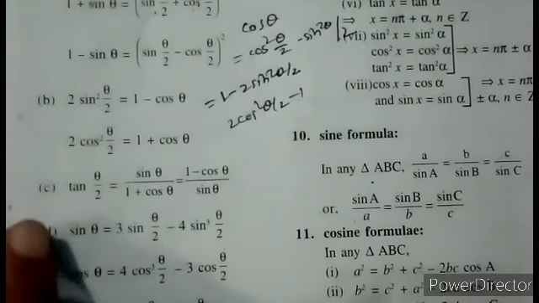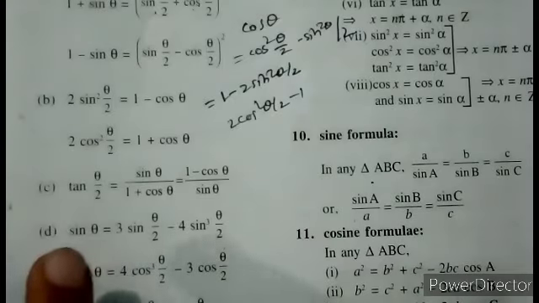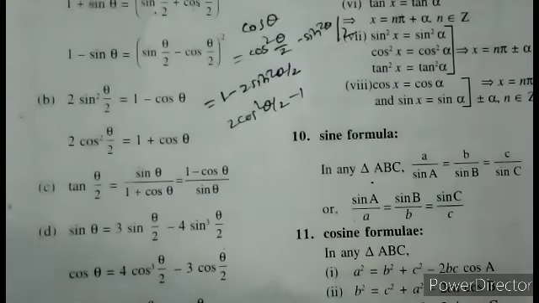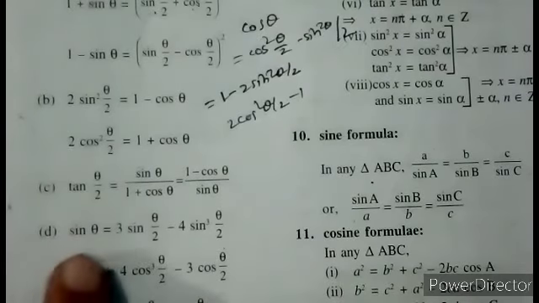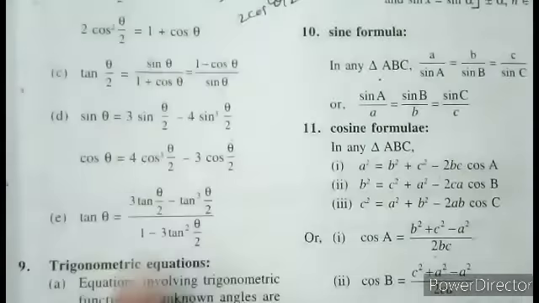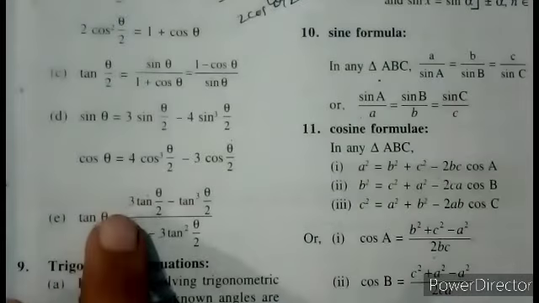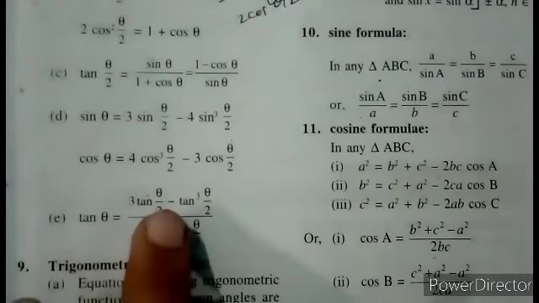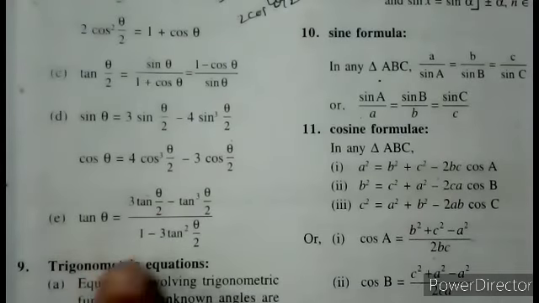Then come to the formula for 3 theta. We know that sin 3a is equal to 3 sin a minus 4 sin cube a. So here the only difference is 3 sin theta by 2 minus 4 sin cube theta by 2, and cos theta is equal to 4 cos cube theta by 2 minus 3 cos theta by 2. Then for tan theta, we know that it is 3 tan theta by 2 minus tan cube theta by 2 upon 1 minus 3 tan square theta by 2.